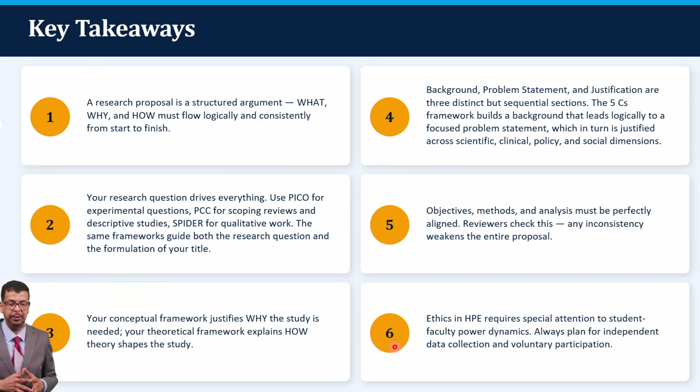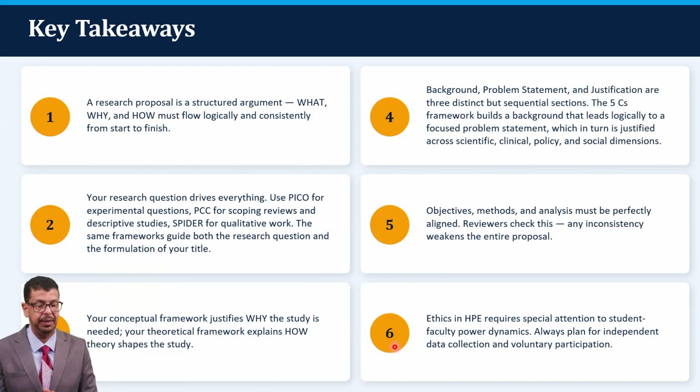Use the conceptual framework to justify why this study is needed. In some studies, we use the theoretical framework to explain how the theory shaped the study. Sometimes we should articulate both the theoretical framework and the conceptual framework in a mixed design. The background, problem statement, and justification are three distinct but sequential parts. Use the 5 C's for the literature review. Objectives should be SMART, and the reviewer always checks the question and the objective first.